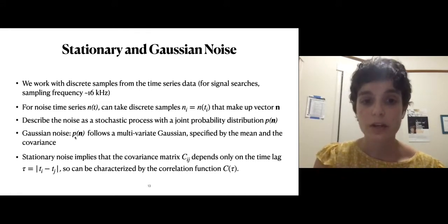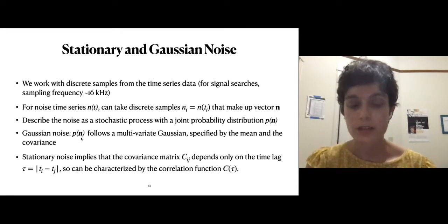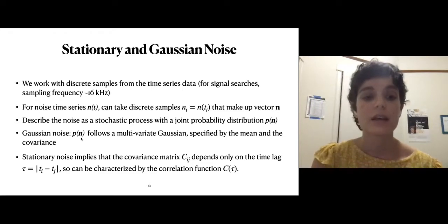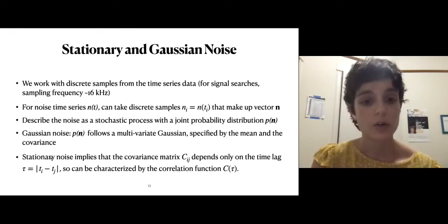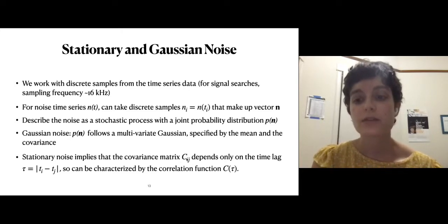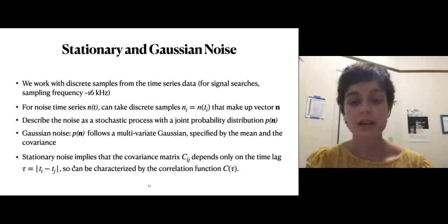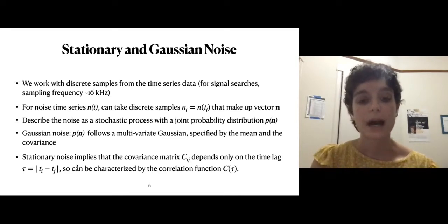In Gaussian noise, this probability distribution is a multivariate Gaussian. So it's specified by a mean and a covariance. And again, in stationary noise, the covariance matrix, here C, depends only on the time lag, so the absolute value of the difference between two times, t_i minus t_j. And so we can characterize this covariance matrix by just a function of the time lag, C of tau.